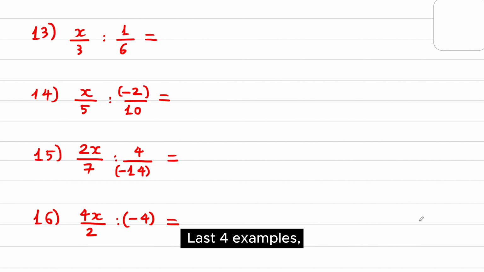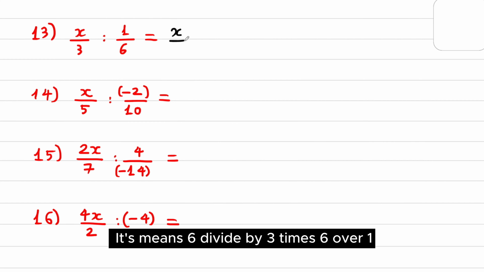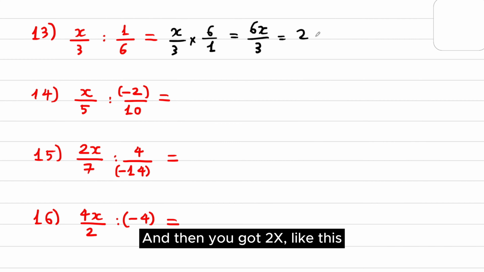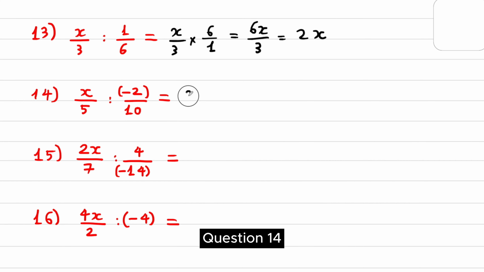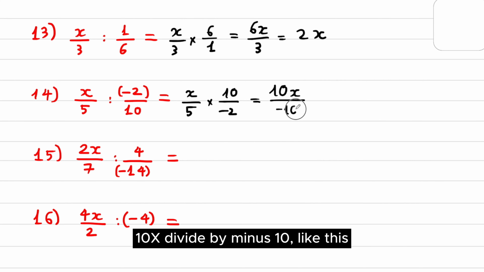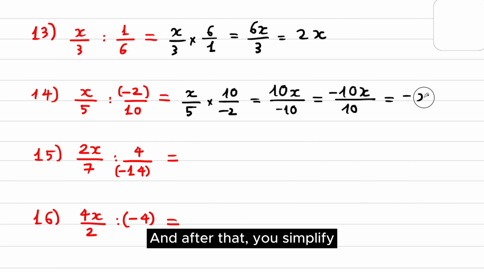Last 4 examples: you got x divided by 3 divided by 1 over 6, which means x divided by 3 times 6 over 1. You got 6x divided by 3 and then you got 2x, because 6 divided by 3 you got 2. Question 14, multiply 10 over minus 2. 10x divided by minus 10, like this, and then move the minus sign from the denominator to the numerator, and after that you simplify, you got only minus x.